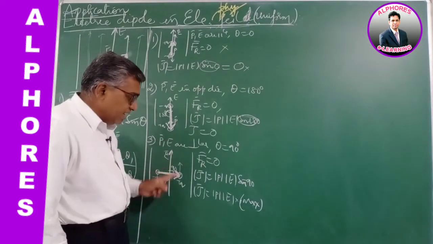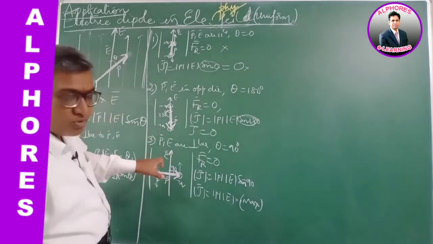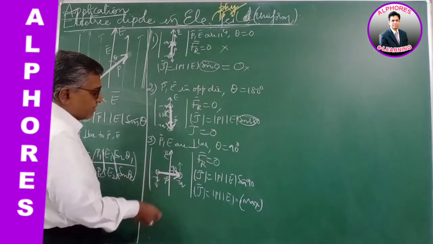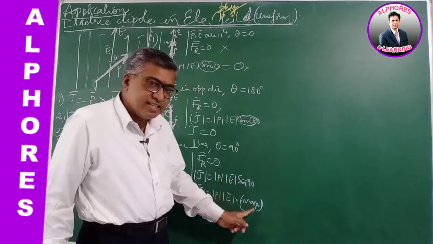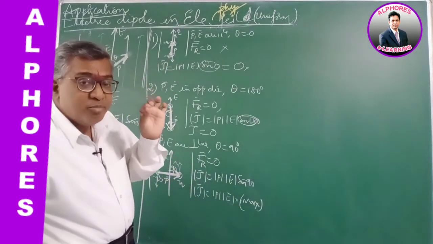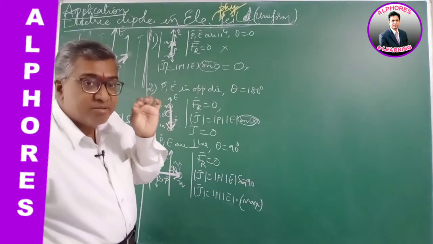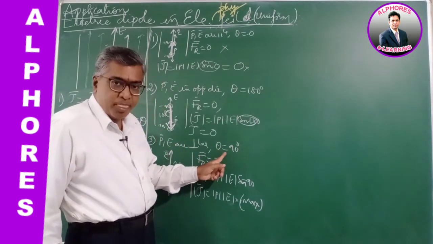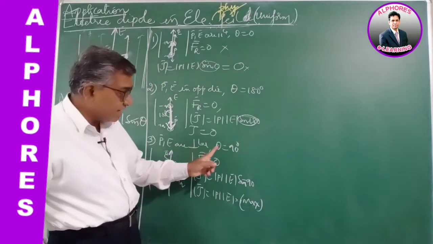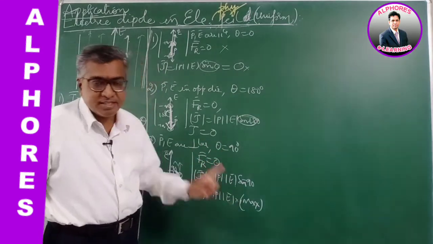Linearly there is no motion, but there is a high amount of rotational motion. The turning effect is more, so it turns like this. So the torque is maximum. A dipole experiences maximum torque when it is placed at right angle to the field, perpendicular to it, theta 90 degrees.